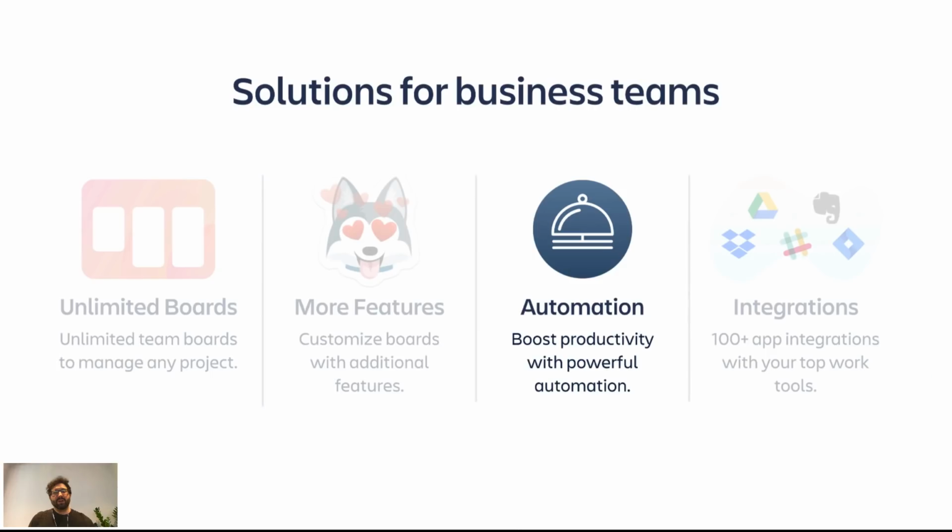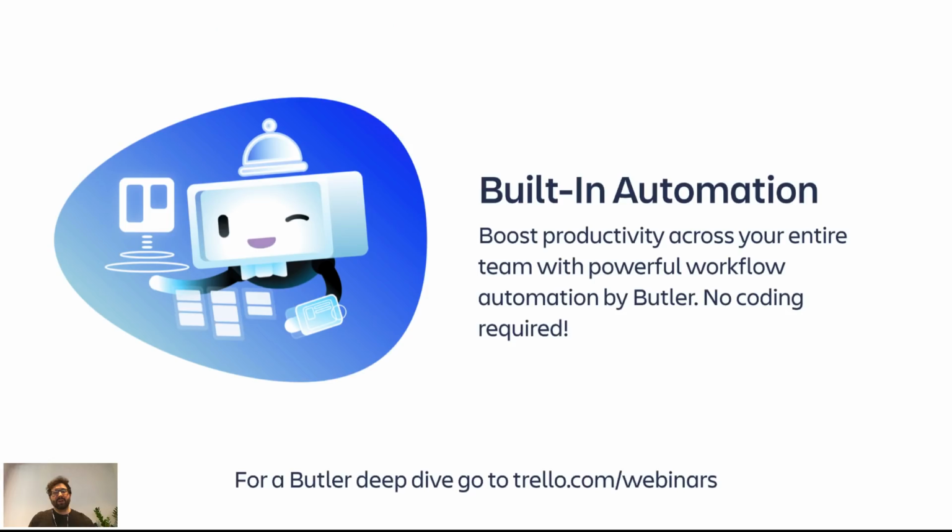Automation is a really powerful feature that Trello provides to boost productivity. It's built into Trello and really allows you to boost productivity across your entire team with powerful workflow automation by Butler. And best of all, no coding is required. It's almost like Mad Libs for productivity.